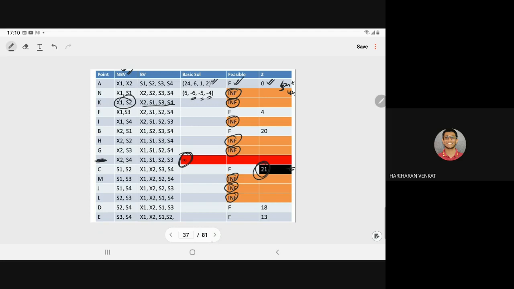So any doubt in this part? To understand the graphical solution: what is the non-basic variable, what is the basic variable, what is the basic solution, feasible solution, infeasible solution, what are the points A, N, K, F, why we have the infinite solution, why we are not able to say the point. It is clear now.